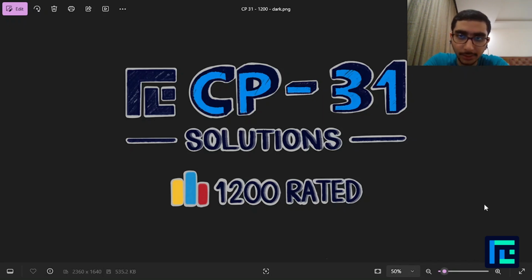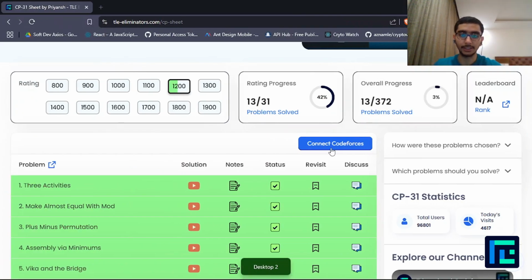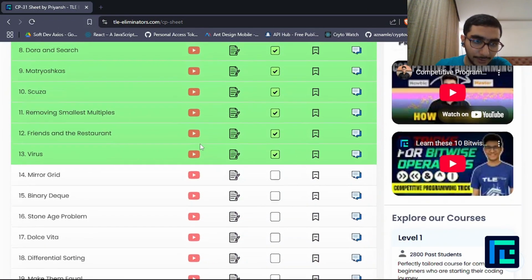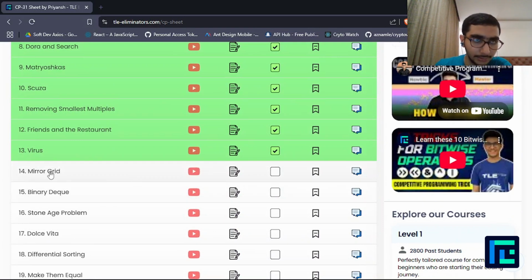Eliminators under the 1200 problems. So I'll be moving to the CP-31 sheet and we can see that the 1200 parameter has been checked. We'll be scrolling down to find my 14th problem, Mirror Grid. Let's begin.